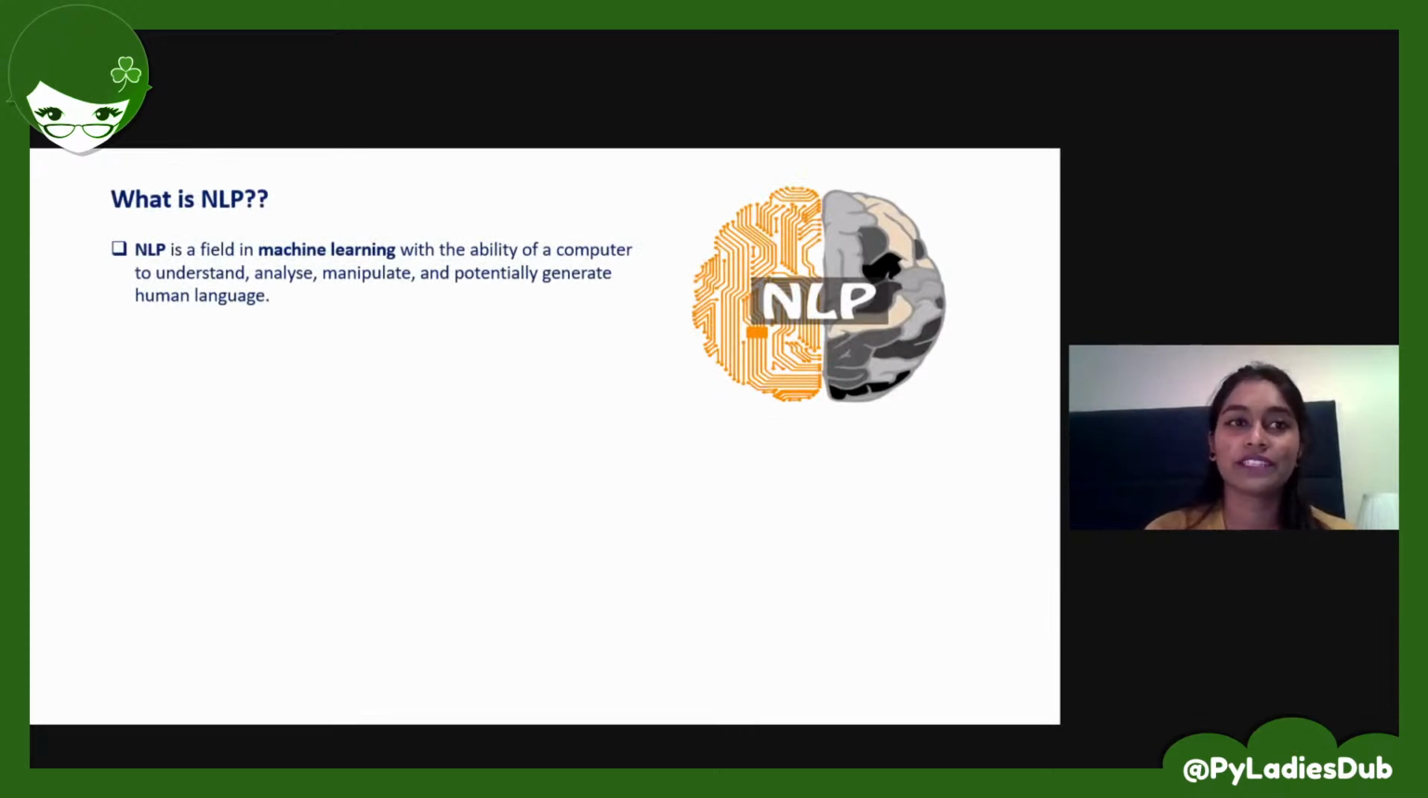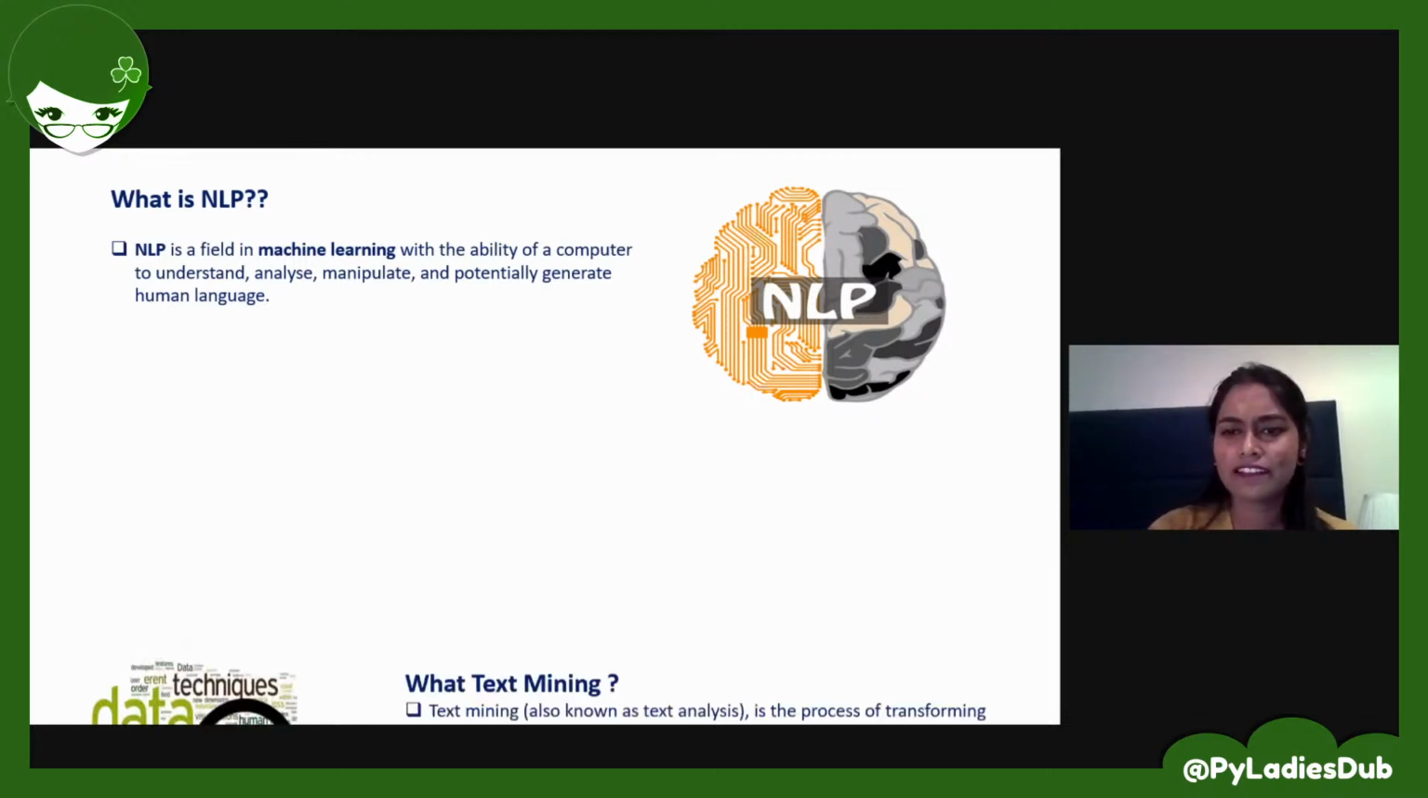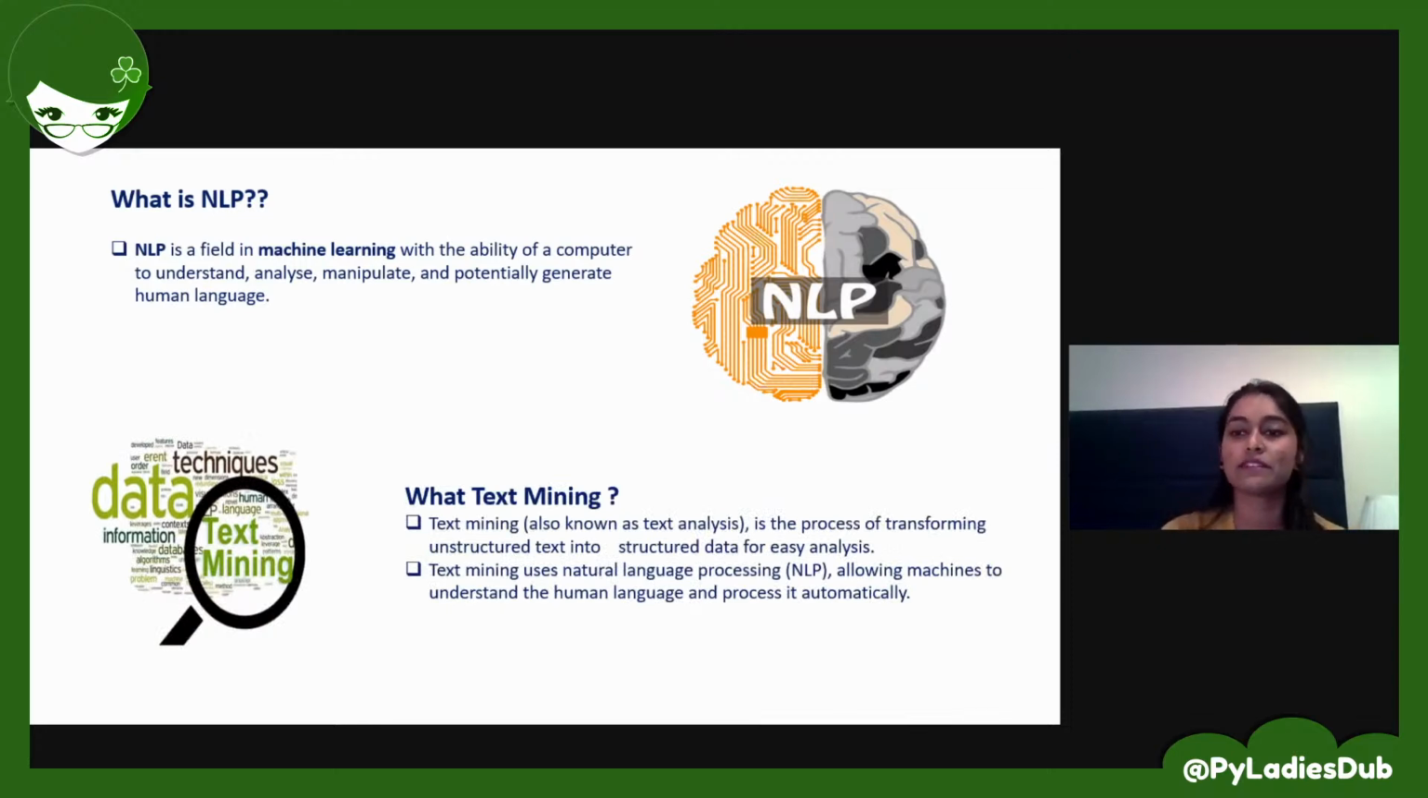Giving a brief description of NLP: NLP stands for natural language processing. It is the ability of a computer to understand, analyze, manipulate, and potentially generate human language, which means making a computer understand human language. Then comes text mining, which you might be wondering is just a part of NLP. As the data is present in an unstructured format, it is very important to convert it into a structured format, and that is done by text mining. In text mining, we go from raw data to finished data and then provide actionable insight through it. NLP and text mining go hand in hand.